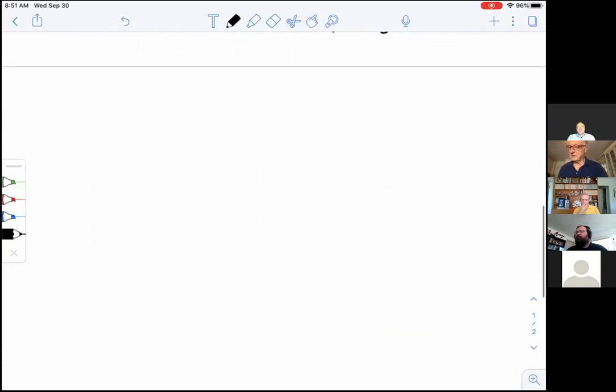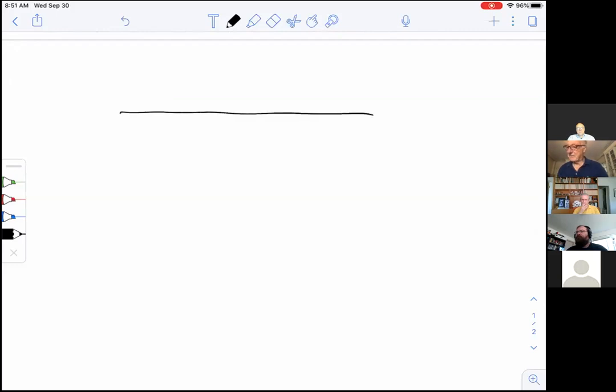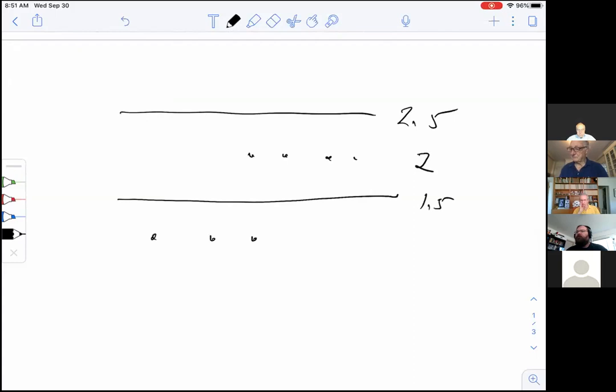So our picture is, here's level 2.5. Here are the critical points of index 2. Here's level 1.5, and the critical points of index 1. There's Q1, QS, P1, PR. Unless they were trying to cancel P1.